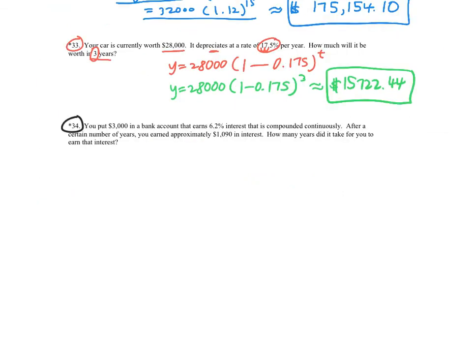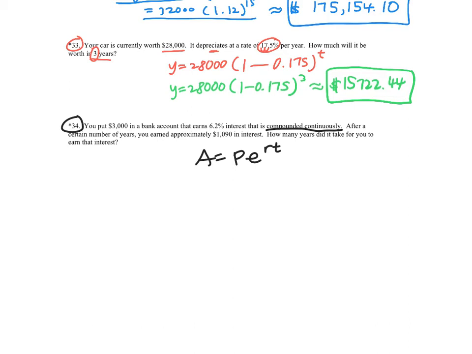Number 34, it says you put $3,000 in a bank that earns 6.2% interest that is compounded continuously. So I know that I am using this formula here. After a certain number of years, you earned approximately $1,090 in interest. How many years did it take for you to earn that interest?